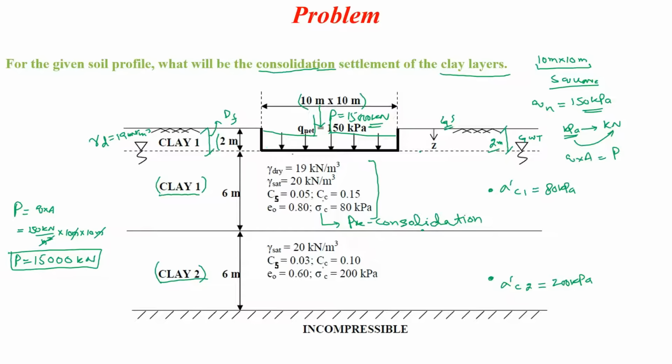And remember that we start calculating the consolidation settlement below the base of the foundation. So we will start the first layer at this point and it will end at this point, and the second layer will start from this point to this point. So we can say that both the layers are of 6 meters each.